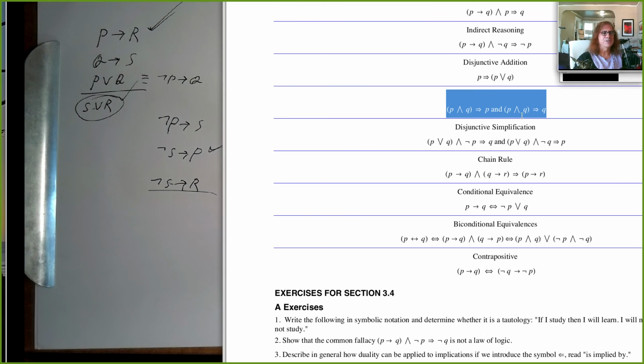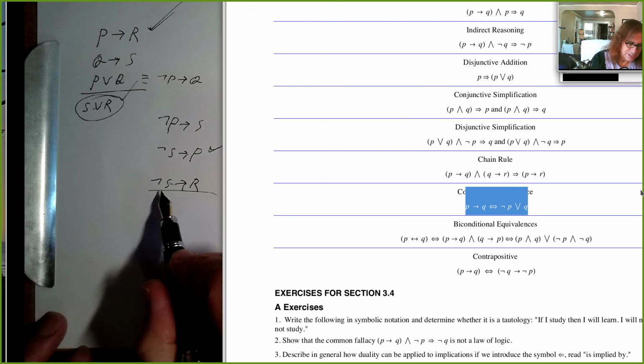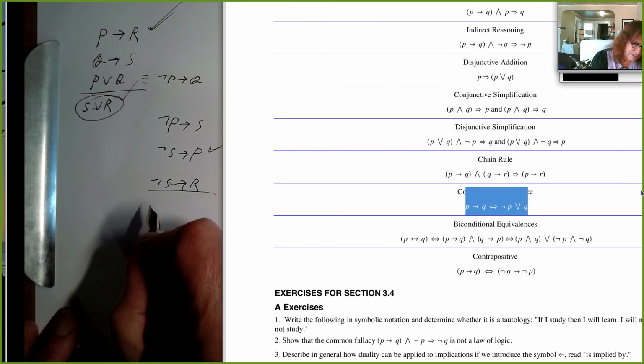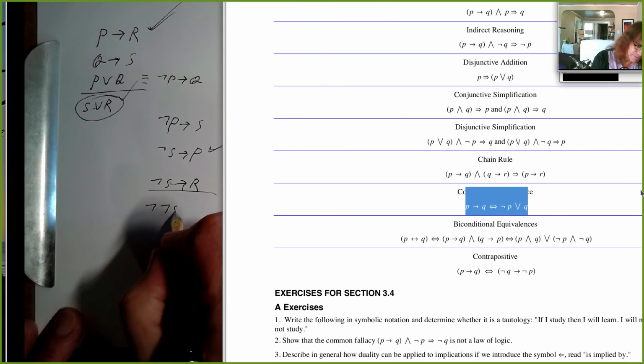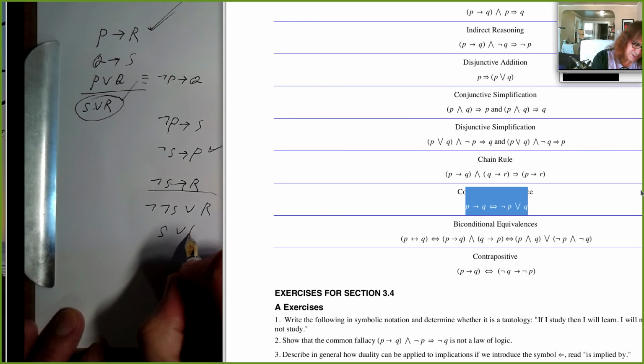And the answer is, yeah, that's one more conditional equivalence. So here we've got this thing implies that thing. Conditional equivalence says that's equivalent to the negation of the first thing, ORed with the second thing, which is just S or R.